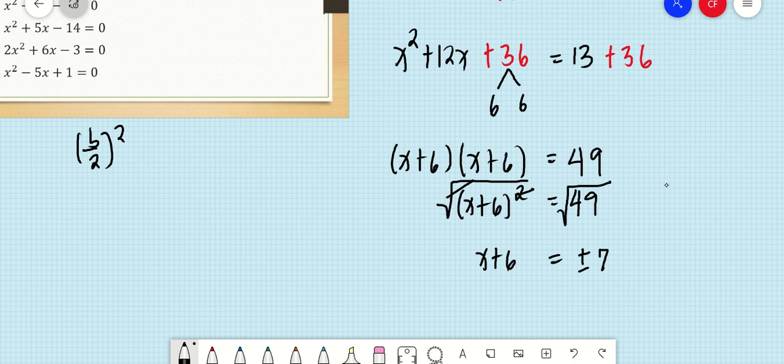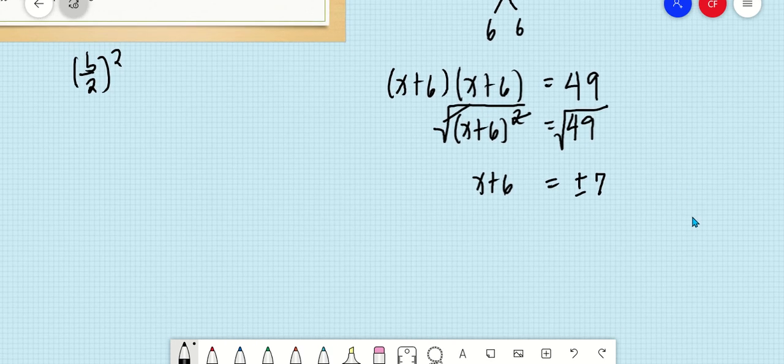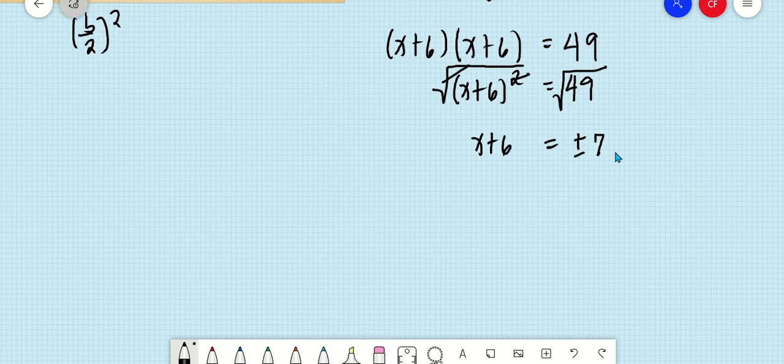Now, sir, ano po yung next step? So, kapag ganito na class, equate into 0. Okay, this time, dahil x plus 6 yan, and then may positive, negative 7 dito, so bali ganito lang po yung procedure. X plus 6 equals 7, and then yung isa naman, x plus 6 equals negative 7. Take note, kasi dalawa yung value ng 7 dito, positive and negative, right? So dito sa una, ginamit ko yung positive 7. Dito sa pangalawa, ginamit ko naman po yung negative 7.